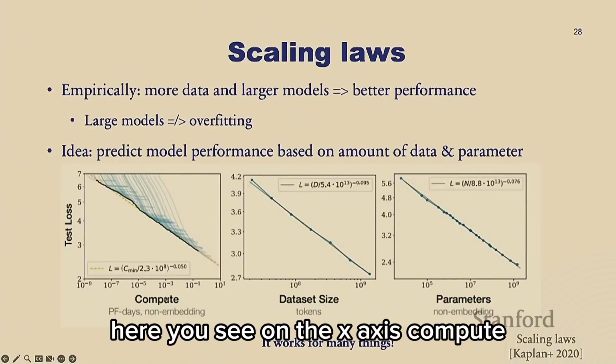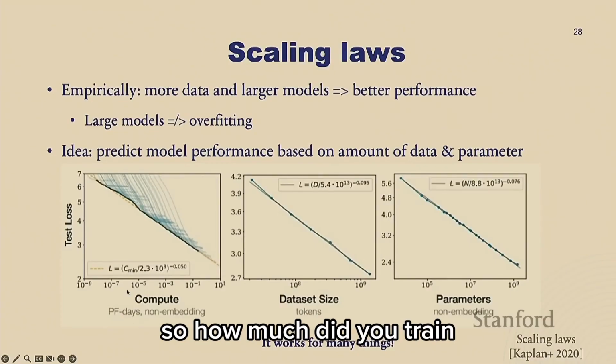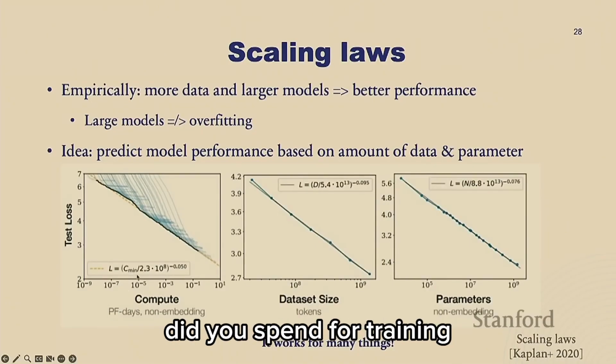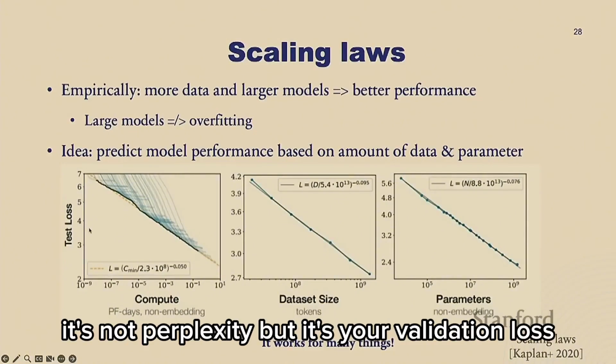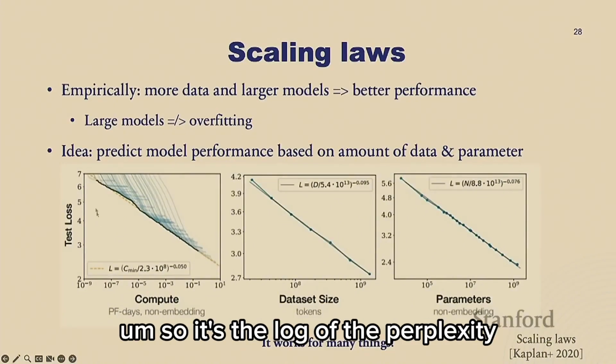Here you see on the x-axis compute, so how much compute did you spend for training? And here you see test loss. So this is essentially, I mean, it's not perplexity, but it's your validation loss. So it's the log of the perplexity.